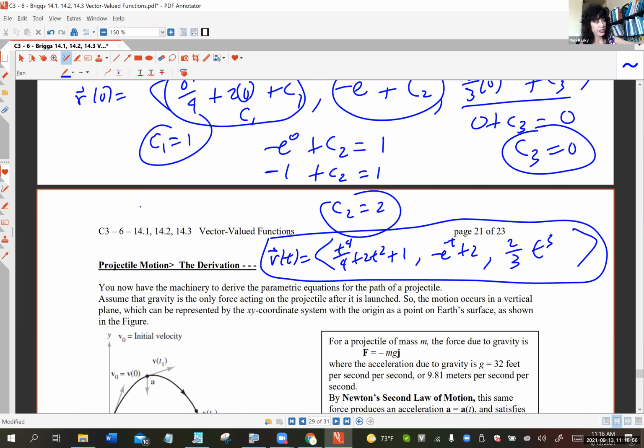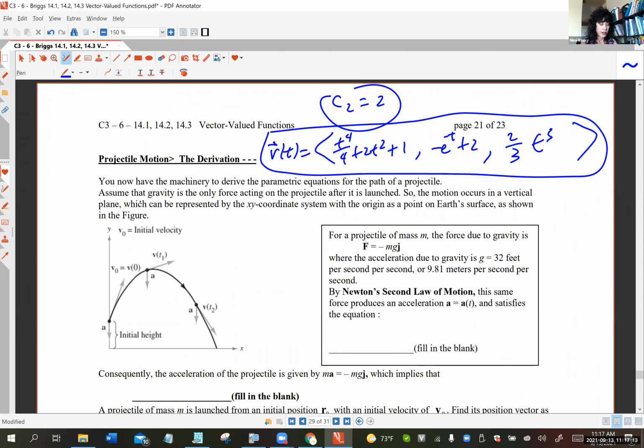So now let's do projectile motion. So one of the classic applications of vector valued functions is projectile motion. And projectile motion is a very special case of motion. It isn't like everything motion. It's a special case. So a projectile is an object that gets thrown or shot or kicked or hit. And then after it leaves the person's bat or hand or whatever, gravity is the only force acting on it as it sails through the air.